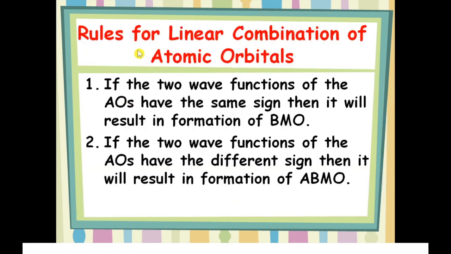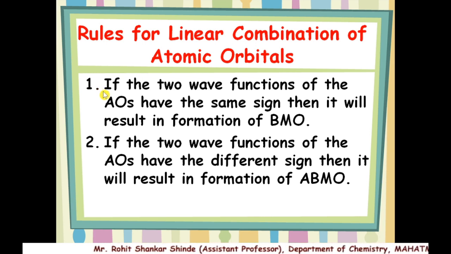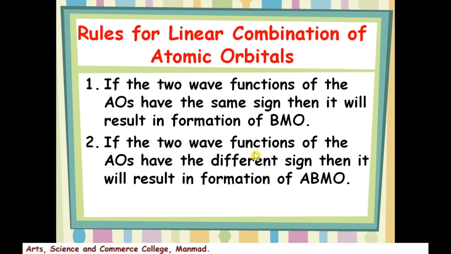Let us see the rules for linear combination of atomic orbitals. If the two wave functions of the atomic orbitals have the same sign, then it will result in the formation of a bonding molecular orbital. If the two wave functions of the atomic orbitals have different signs, then it will result in the formation of an antibonding molecular orbital.